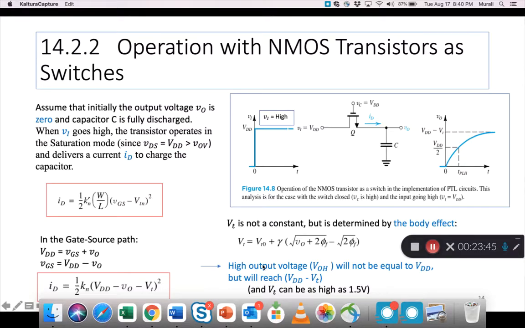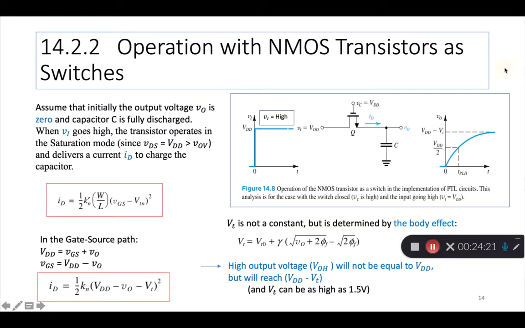Now, one of the things to realize is that the high output voltage VOH, which is what this reaches, is not equal to VDD, right? Ideally, we want it to be equal to VDD, but it's not. It is VDD minus VT. And VT can be as high as 1.5 volts. So if you have a 5 volt VDD and you take out 1.5, you may only reach 3.5. Which is one of the problems with the NMOS pass-through logic.